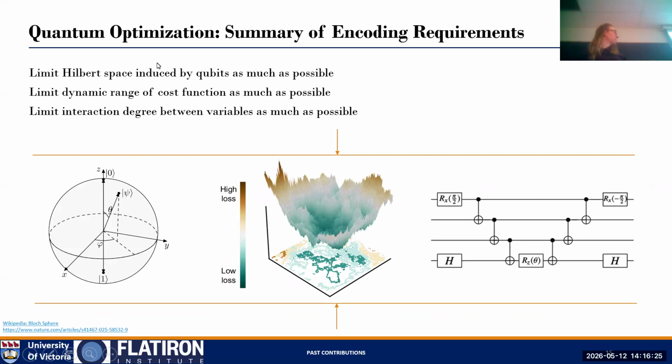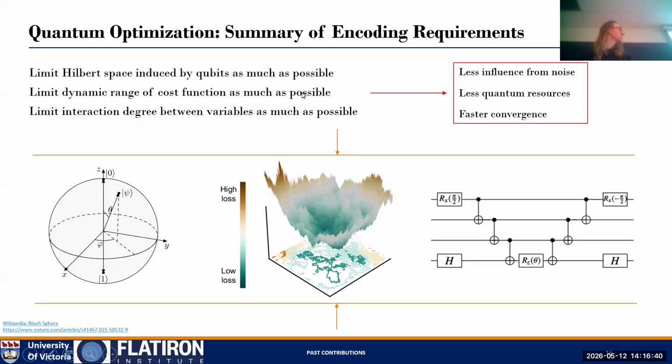One, we look to limit the Hilbert space induced by the involved qubits as much as possible. Two, the dynamic range of the cost function as much as possible. This has to do with finite precision of hardware. And three, limit the interaction degree between variables as much as possible, which, if we do manage to accomplish all these things, results in less influence from noise on the quantum trajectories, less quantum resources are used, and ideally you should see faster convergence to optimal or near optimal solutions.